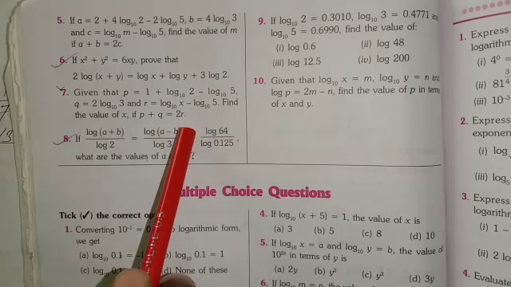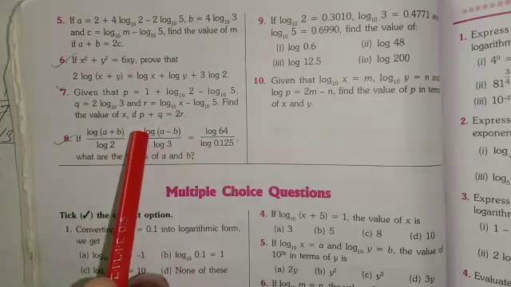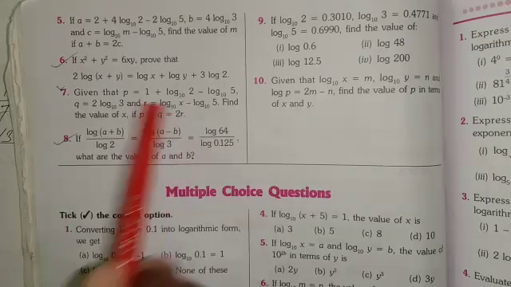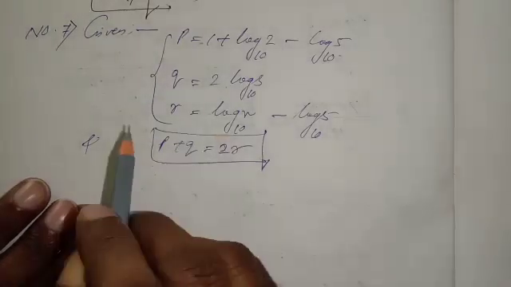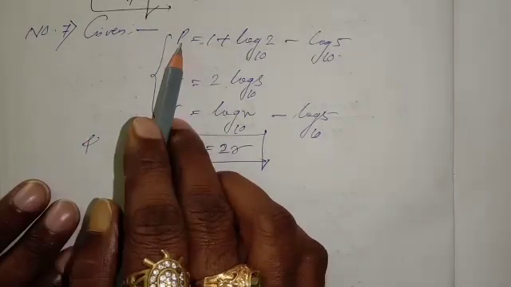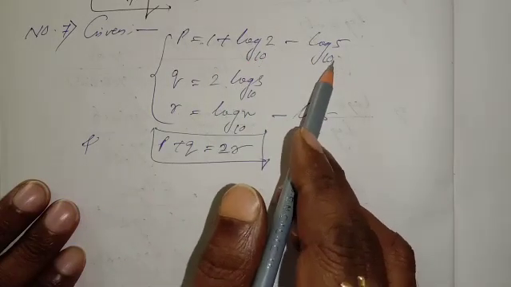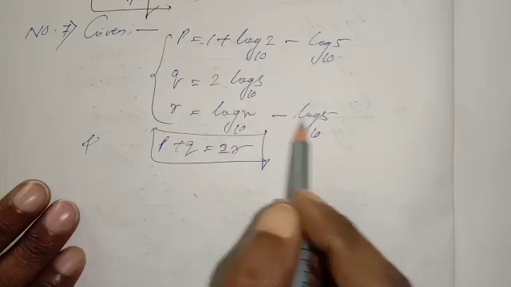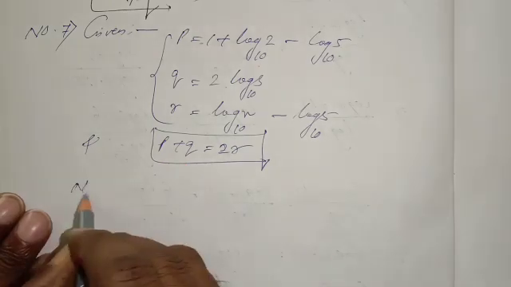Let me write what is given: P given, Q given, R given, and one condition given: P plus Q equal to 2R. From that relation you will get the value of x. Just see how to solve. First, you have to write what is given in this question. P is given as 1 plus log 2 base 10 minus log 5 base 10. Q is given as 2 log 3 base 10. R is given as log x base 10 minus log 5 base 10. Condition given: P plus Q equal to 2R.